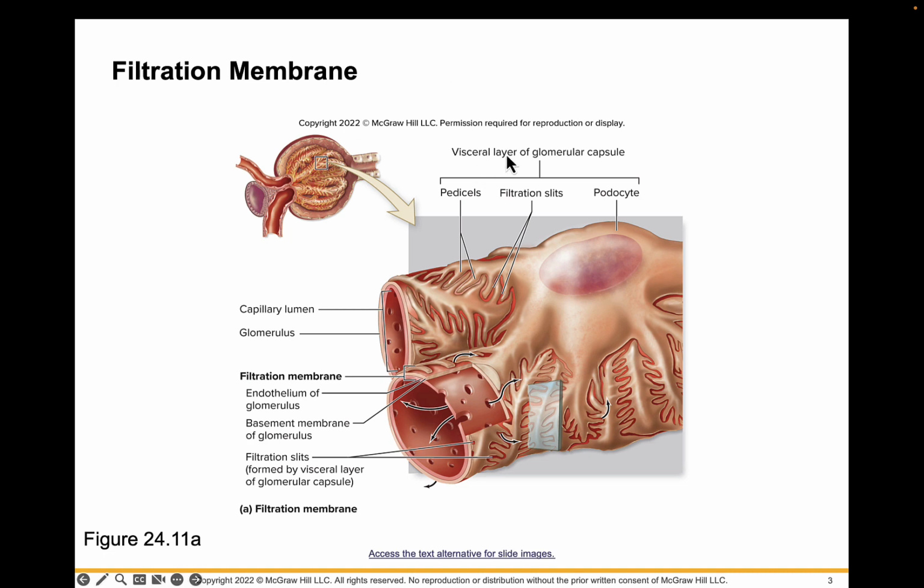Here we actually see the visceral layer of the glomerular capsule, but once again, I want to put the emphasis actually on the filtration membrane, as this is where the process of filtration is actually occurring. We already addressed some significant anatomical differences between the afferent versus efferent arteriole, with the afferent arteriole having a greater diameter than the efferent arteriole. This is going to help produce a hydrostatic pressure that will be driving filtration.